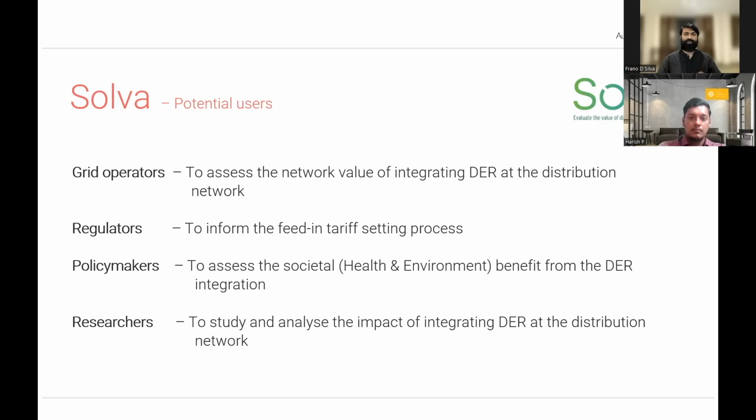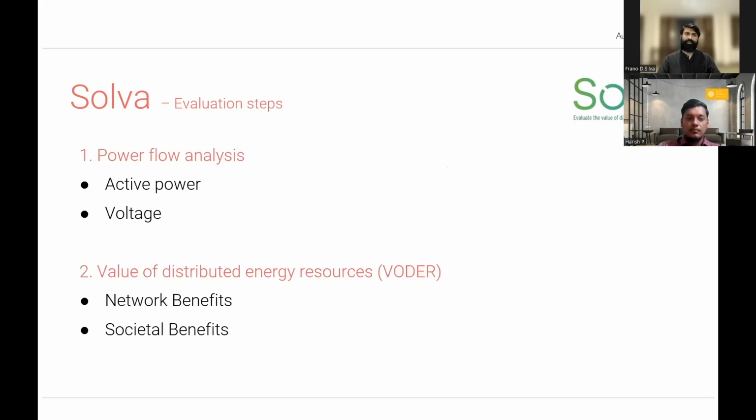Moving further to the steps involved in the Solva tool and how it does the analysis, there are two major steps. One is the power flow analysis, which takes into consideration the active power as well as the voltage in the line. The second step is to determine the value of distributed energy resource. We determine this value by finding out the network benefits as well as the societal benefits from the integration.